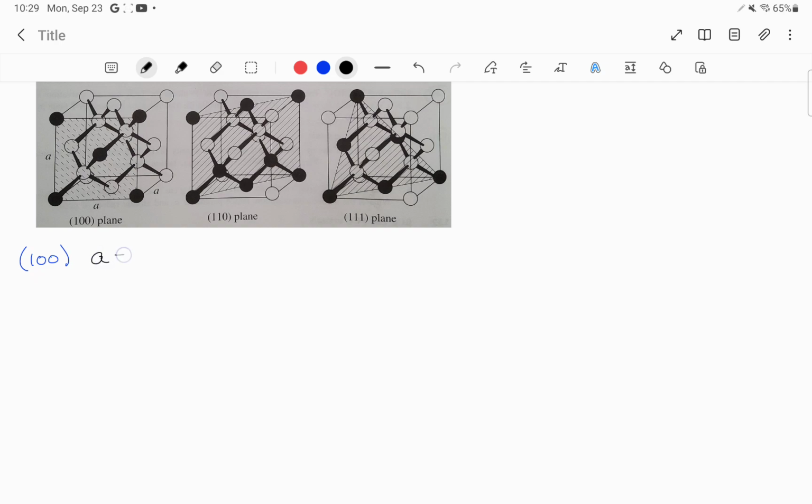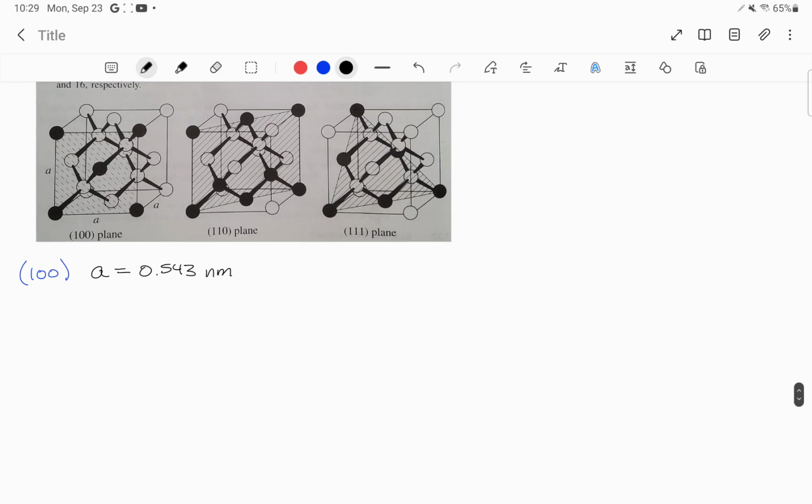Again, we know that our lattice constant is 0.543 nanometers. So we're thinking about this in 2D, right? This is the plane right here with dashes, and we have one atom here, another atom here, another atom here, another atom here, and one here. Right? So the number of atoms in this plane is going to be 1.